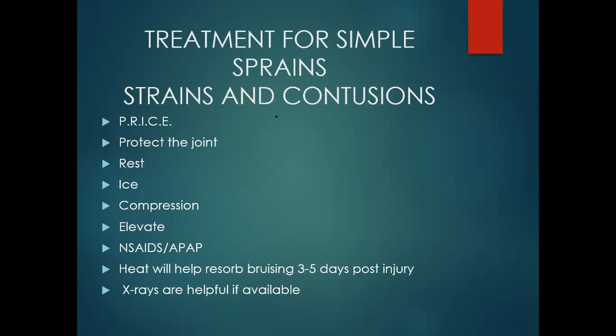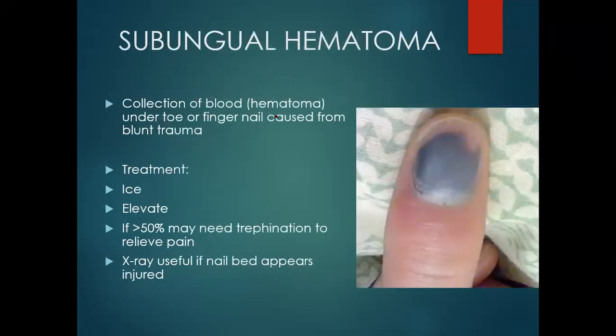Treatments for simple sprains, strains, and contusions. So they've got this mnemonic PRICE. It used to be RICE, rest, ice, compression, and elevation. And now it's protect the joint and then PRICE. So protect, rest, ice, compress, elevate, NSAIDs, all that kind of good stuff.